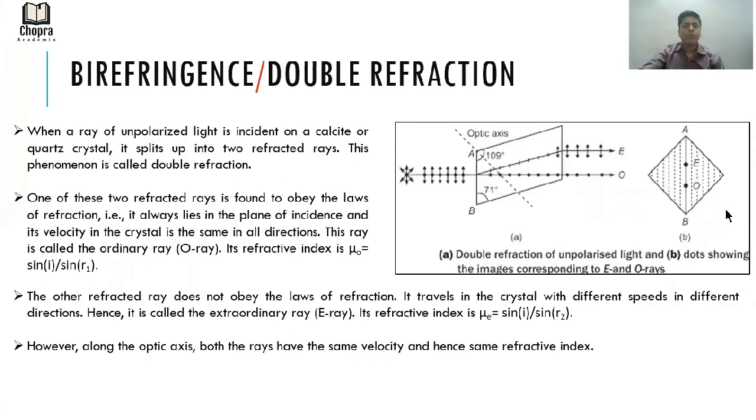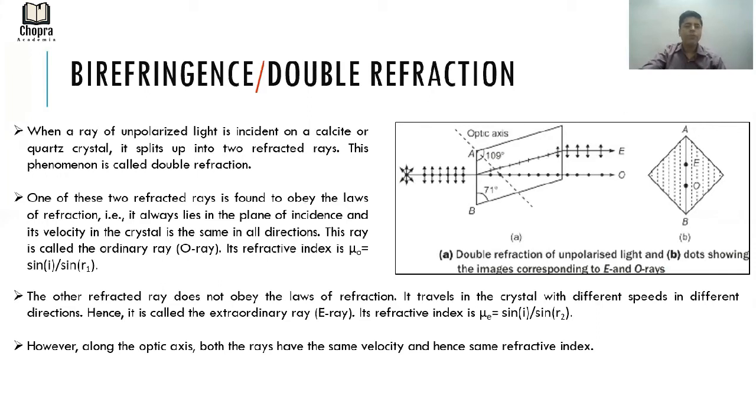Now, once we know what doubly refracting crystals are, and what these two refracted components, E ray and O ray, are, we need to talk about what exactly birefringence, also called double refraction, is. This phenomenon has to be studied well. When a ray of unpolarized light is incident on a calcite or quartz crystal, it splits up into two refracted rays. This phenomenon is called double refraction.